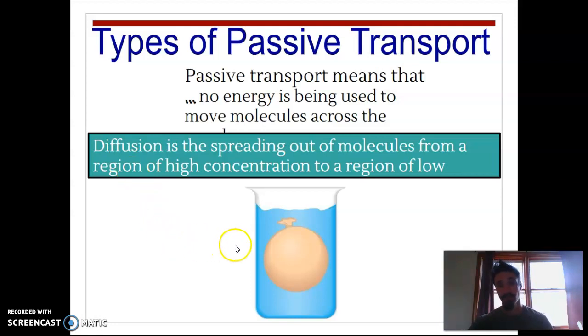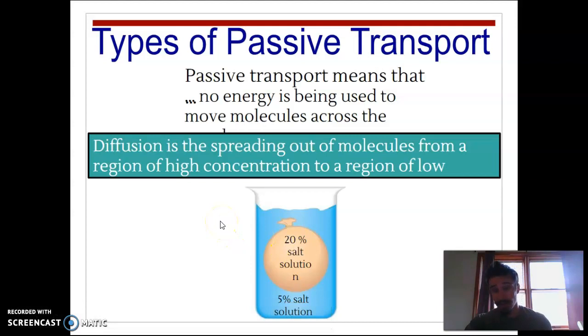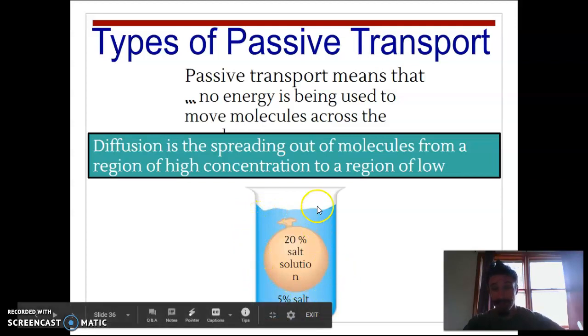Let's use this example down here of a balloon in water. Now the balloon represents our cell, and there's a 20% salt solution in the balloon. That means that 20% of the liquid within the balloon is salt and the other 80% is water. And on the outside, the water is 5% salt and 95% water. So the outside of the bag, the outside environment here, has 95% water. The inside of the bag only has 80% water. So there's a higher concentration outside than inside.